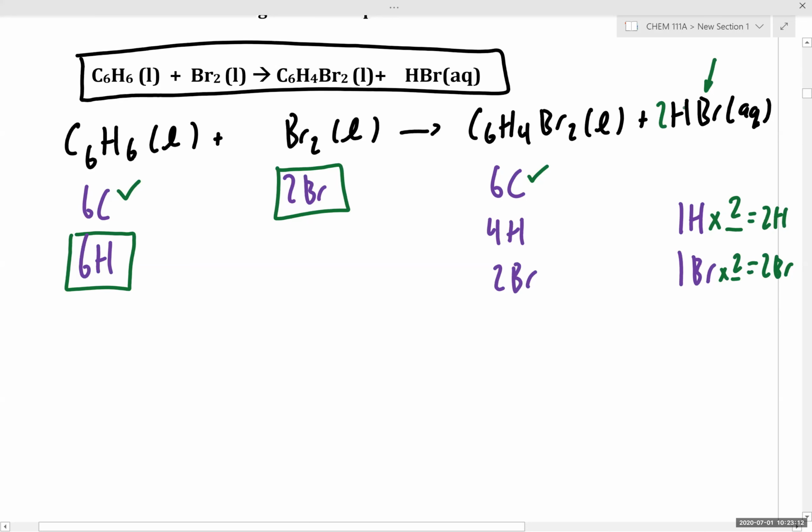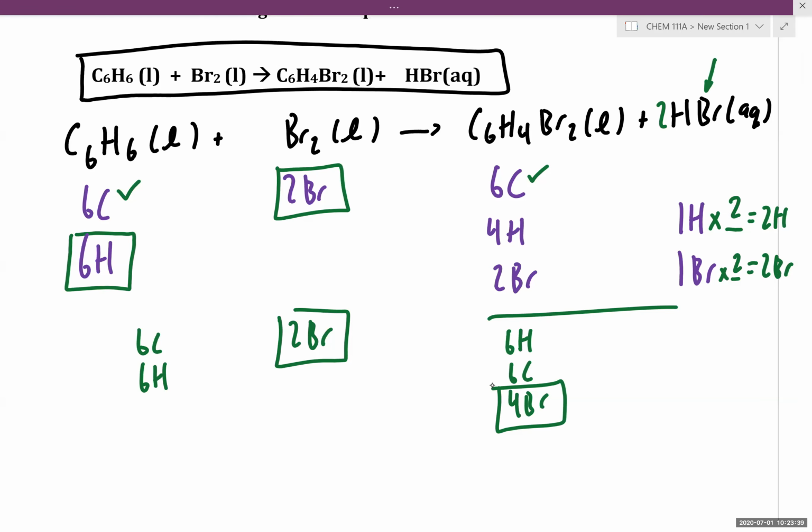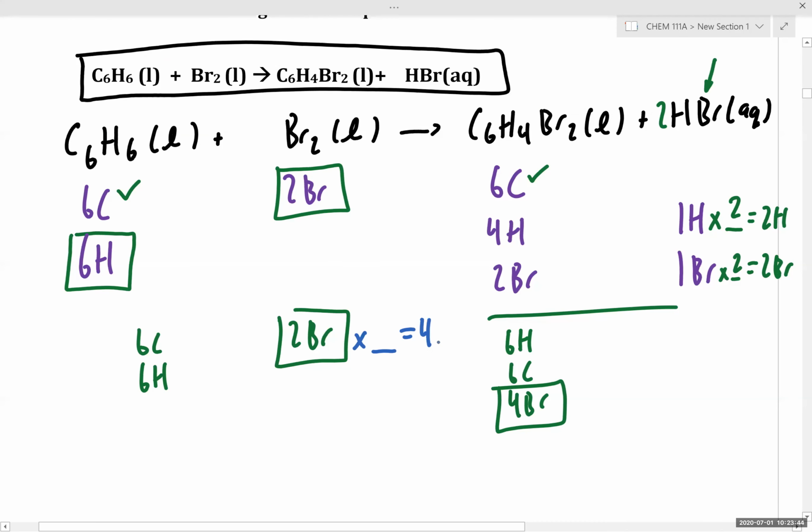2, exactly right. So now, in total, we have 6 hydrogens, 6 carbons, and 4 bromines on the left. And we have 6 carbons, 6 hydrogens, and 2 bromines. Okay, so we still have some work to do. So in our revised count now, bromine is not balanced. So let's repeat this process. 2 times what would give us 4 bromines?